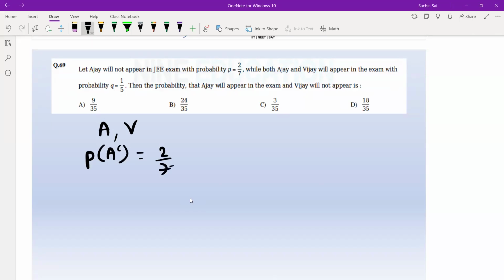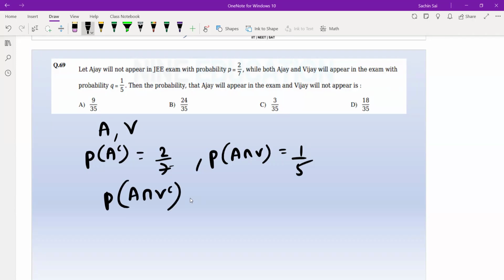What is given here? Let me define A as the event of Ajay appearing in the exam and B as Vijay appearing in the exam. Then the probability of A complement is 2 by 7, and the probability of A intersection B is 1 by 5. Now I have to find the probability that Ajay appears in the exam and Vijay does not appear, so probability of A intersection B complement.